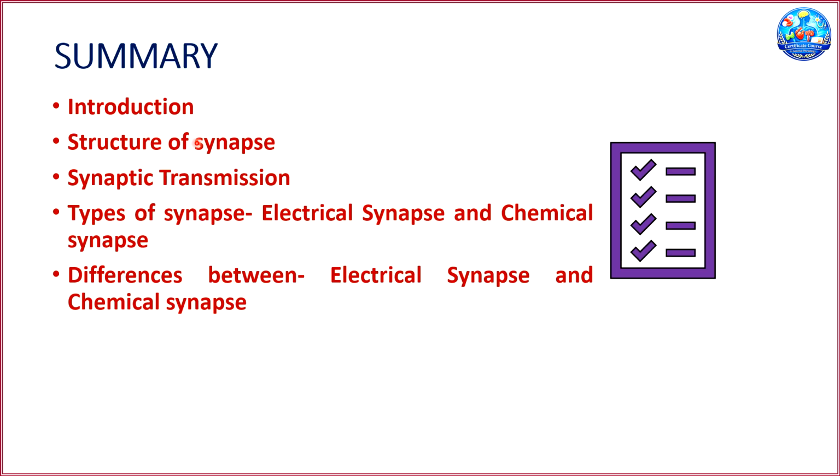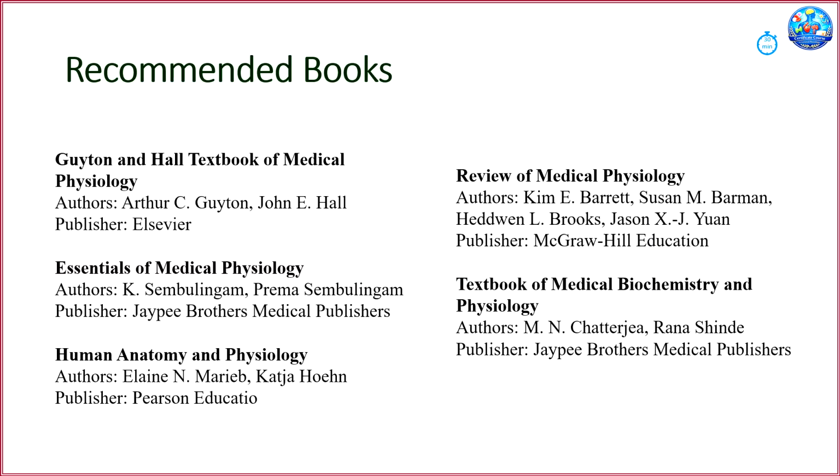To summarize what we have studied, we have dealt with the topics: the structure of synapse, a detailed structure is given. Then synaptic transmission we have seen very clearly, the 7 steps, followed by types of synapse. We have dealt with the electrical synapse and the chemical synapse. Then we have seen the differences between electrical synapse as well as chemical synapse.